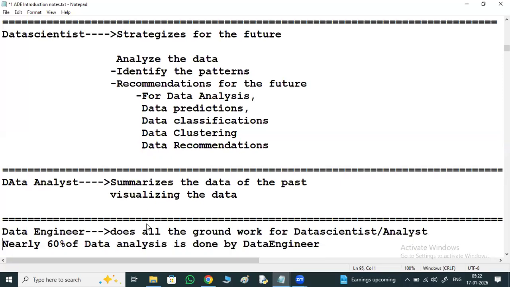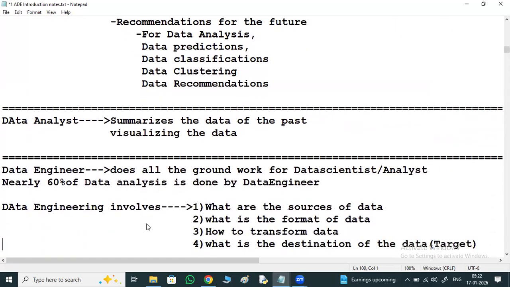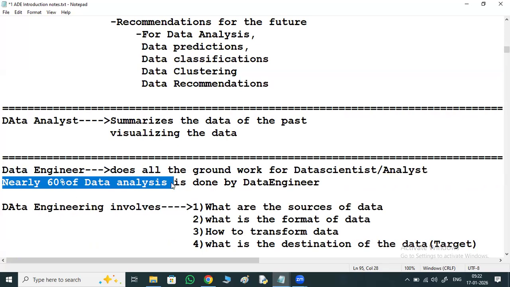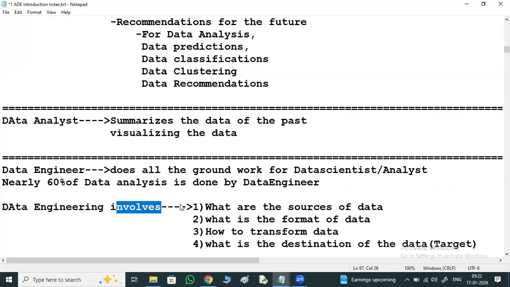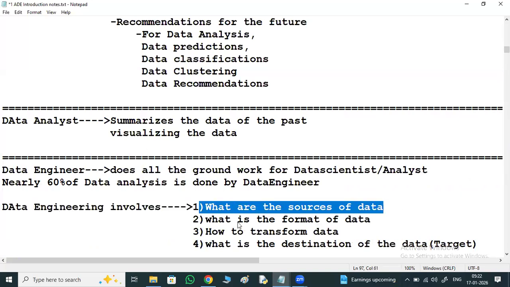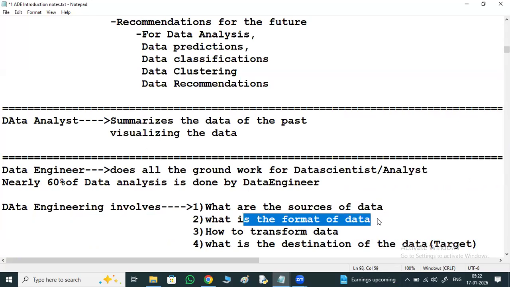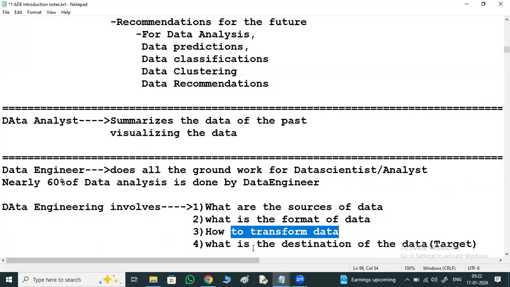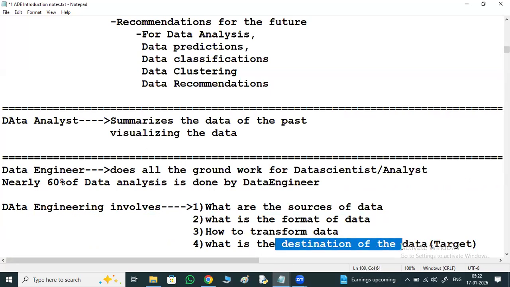A data engineer does all the groundwork for a data scientist or analyst. Nearly 60% of the data analysis work is done by the data engineer. Data engineering involves what the sources are from which you need to pull the data, what the format of the data is, how the data needs to be transformed, and what the destination of the data is. That is the target, right?